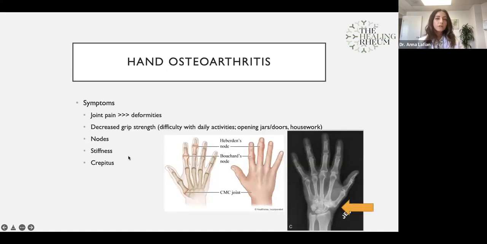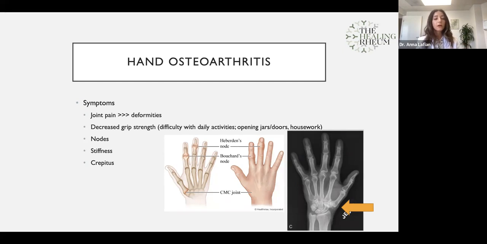Okay, so moving on to hand osteoarthritis. And wow, I'm talking a lot because we're already at 12:35. Okay, so hand osteoarthritis, the symptoms of it are joint pain, eventually can lead to joint deformity. Not everybody gets joint deformity, but it depends on the severity of the patient. And then you can also notice decreased grip strength. So you have difficulty opening doors, opening jars, doing certain housework, or even just holding a fork to eat sometimes is difficult.